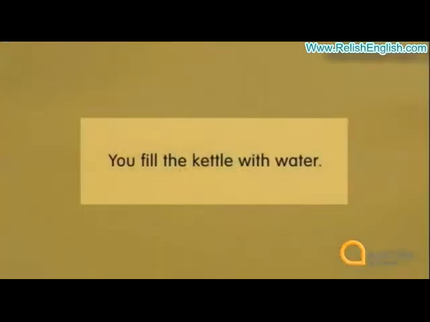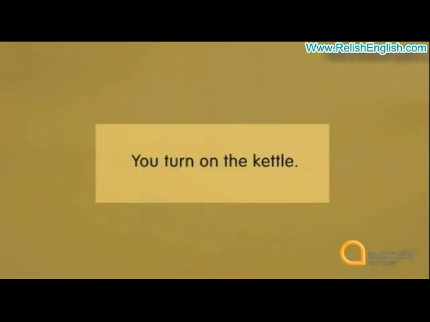Okay, let's start at the beginning. You fill the kettle with water. What's the verb? Fill. The subject? You. The object? The kettle. The passive verb is filled. The new sentence is, the kettle is filled with water. See if you can do the next one.